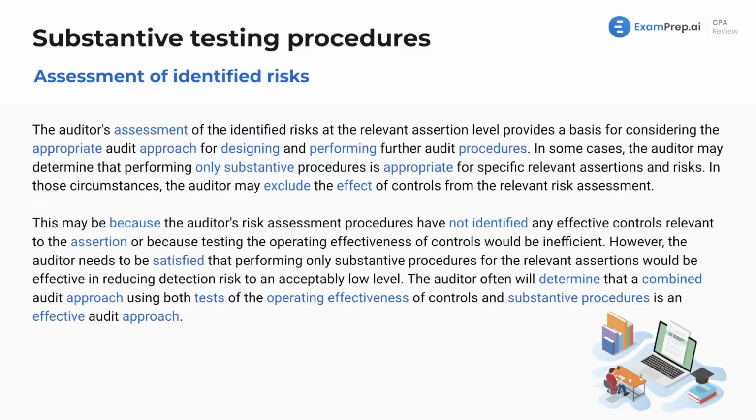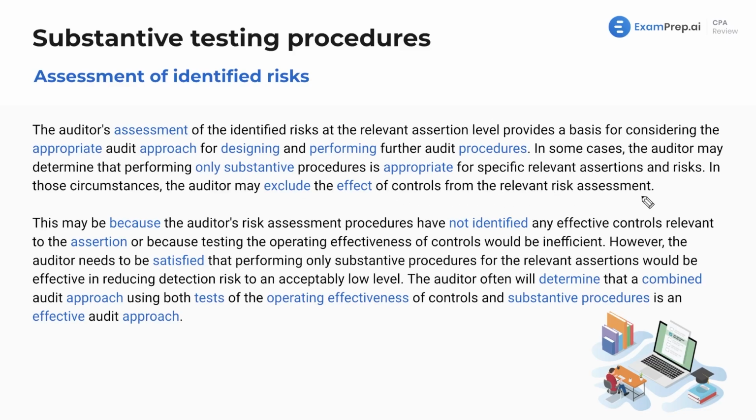Assessment of identified risks. Well, the auditor's assessment of the identified risks at the relevant assertion level provides a basis for considering the appropriate audit approach for designing and performing further audit procedures. In some cases, the auditor may determine that performing only substantive procedures is appropriate for specific relevant assertions and risks, which generally, yeah, you're just going to do normal audit testing. In those circumstances, the auditor may exclude the effective controls from the relevant risk assessment.